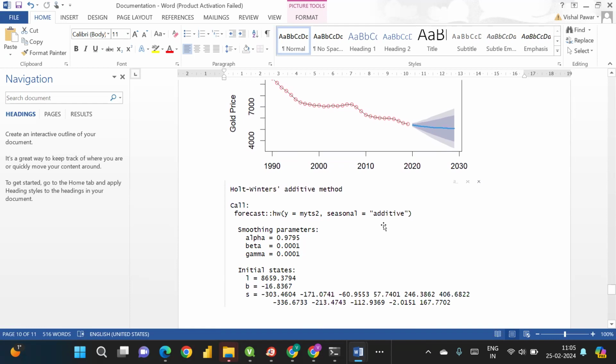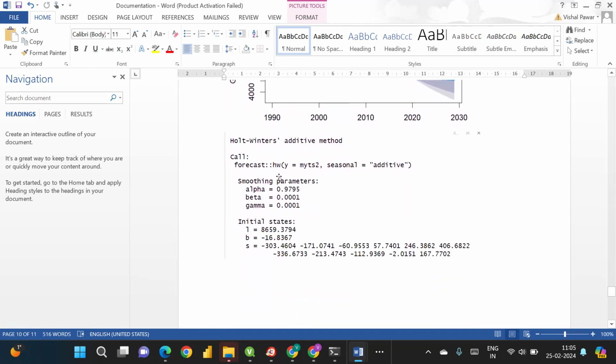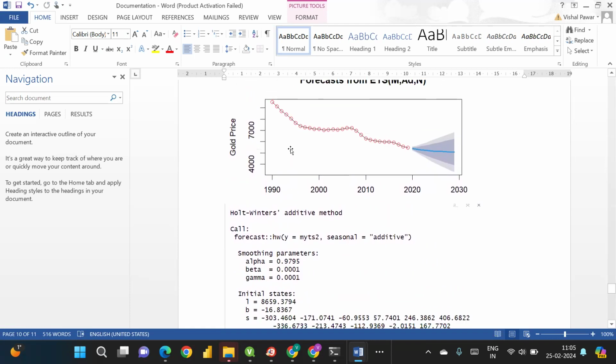So we have identified the pattern. It's just the behavior of the time series data. Alpha is the individual level component, which is not seasonal and not trend. It's just dropping in a linear manner.